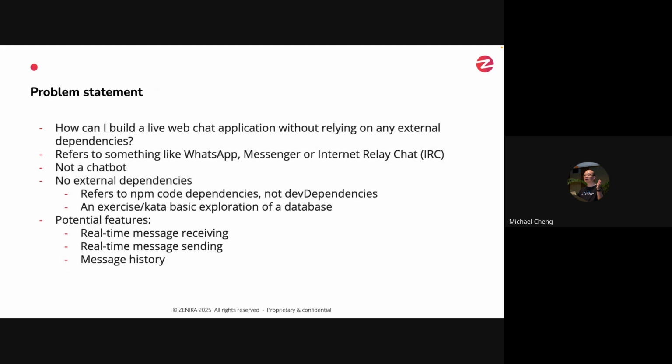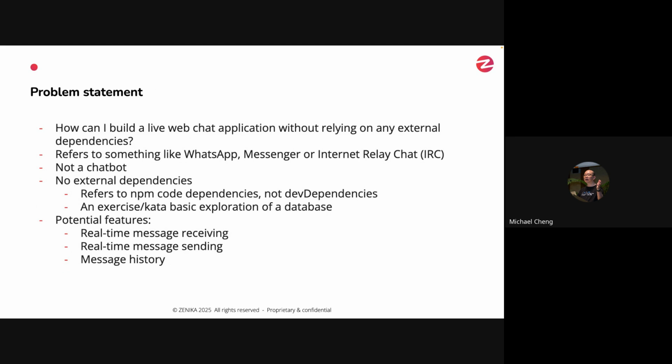So here comes the problem statement, right? How can I build a live web chat application without relying on external dependencies? What I'm referring to is something like WhatsApp or Messenger or IRC, right? Not a chatbot. And no external dependencies here refers to npm code dependencies, not dev dependencies, like unit testing and stuff like that. So this is what I'm scoping out, and it's more of an exercise of basic exploration of a database.